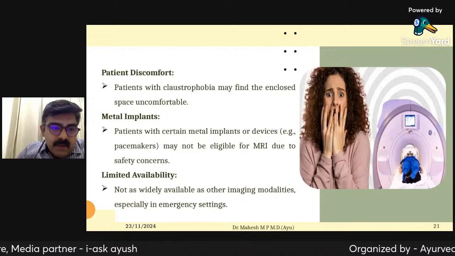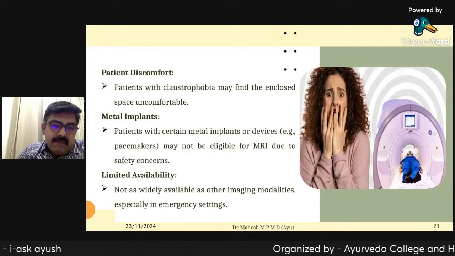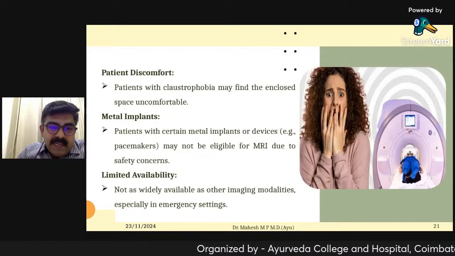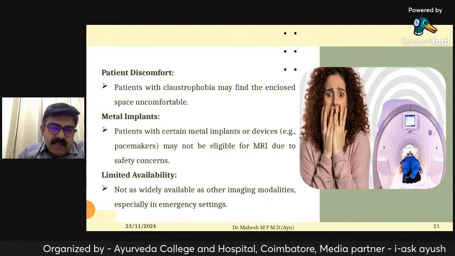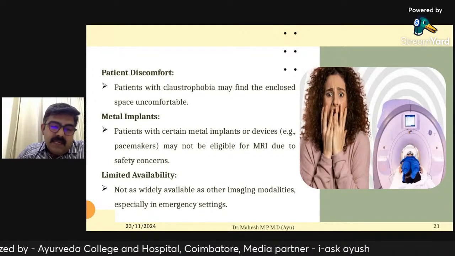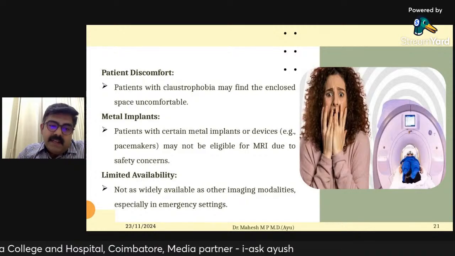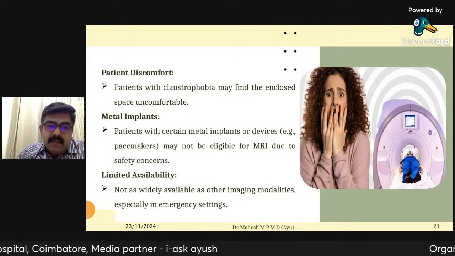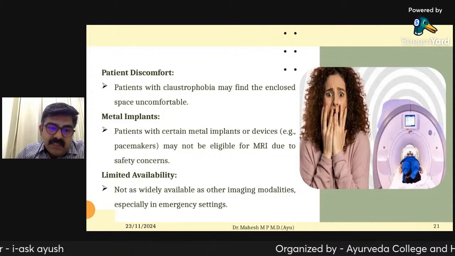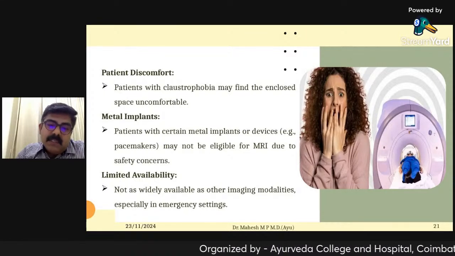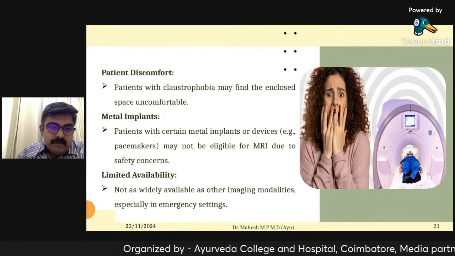Then there is limited availability. It is not as widely available as other imaging modalities, and it is very expensive, so we cannot get it everywhere unless it is a metro city. Especially in an emergency setting, it will be a bit of a problem.